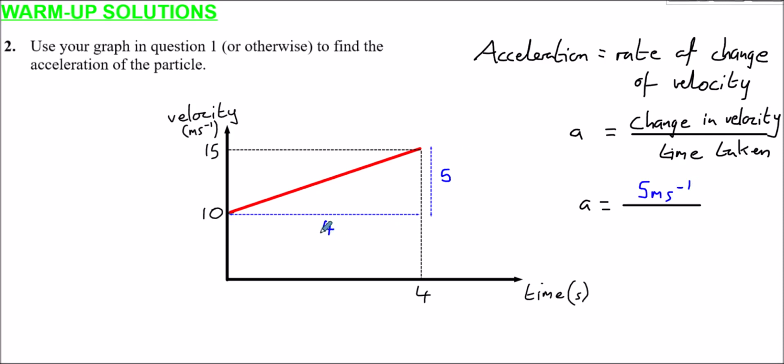And the time taken for that change, it moved from 10 to 15 meters per second in a time of 4 seconds. So 5 meters per second divided by 4 seconds, that gives us, using decimals, 5 divided by 4, which is 1.25 meters per second, which is actually meters per second squared, which we write like this, ms to the power minus 2.